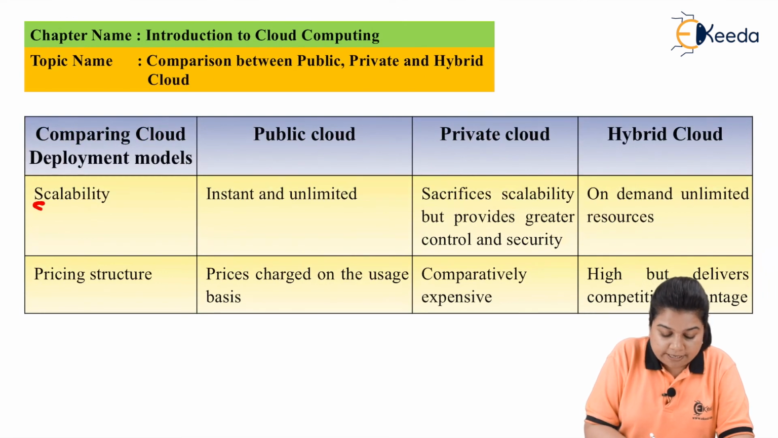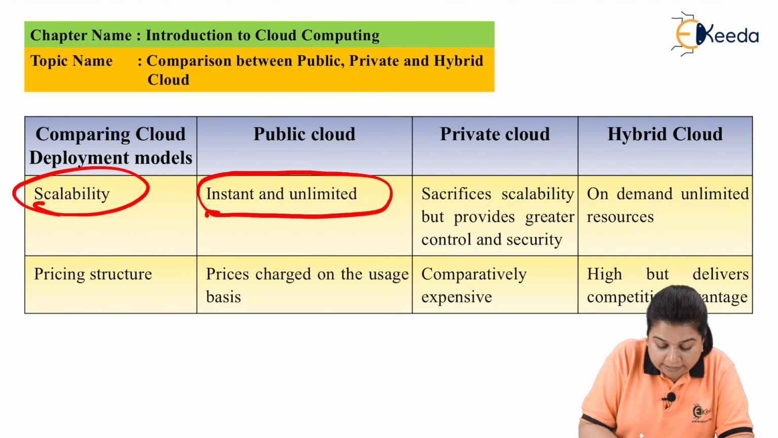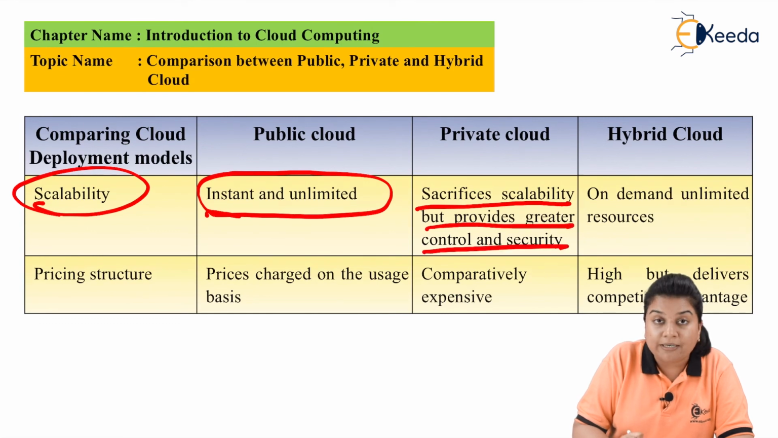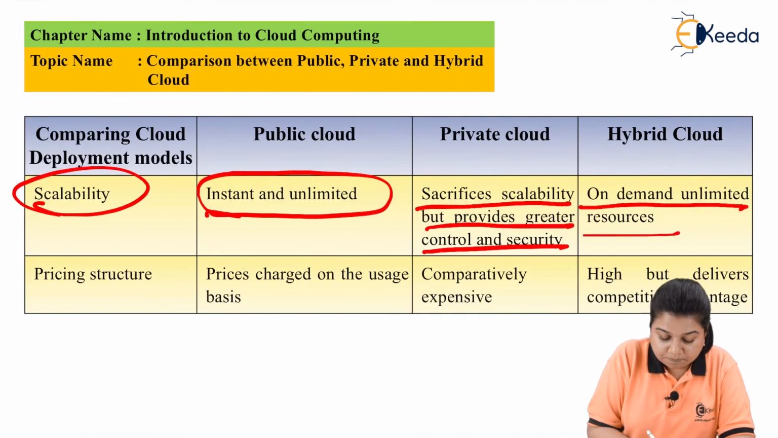Next point is scalability. For public cloud, scalability is instant and unlimited. For private cloud, it sacrifices scalability but provides greater control and security. For hybrid cloud, there are on-demand, unlimited resources.